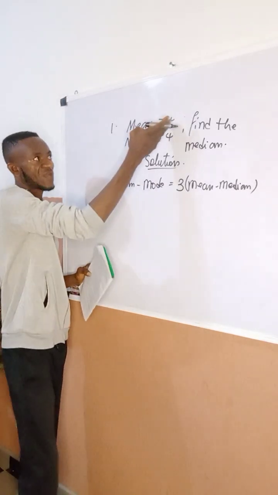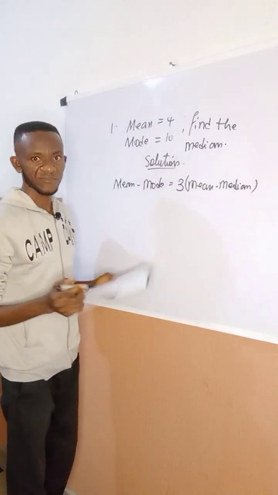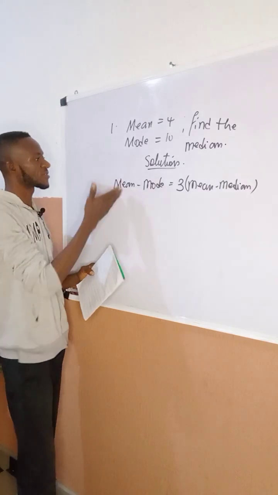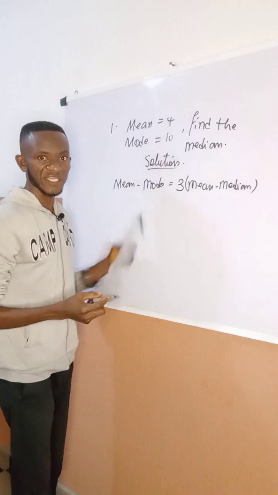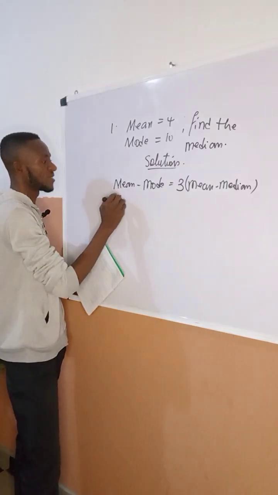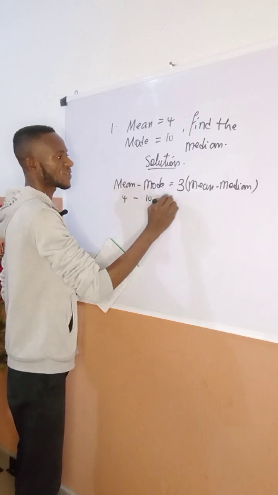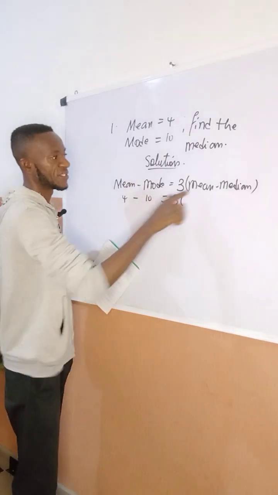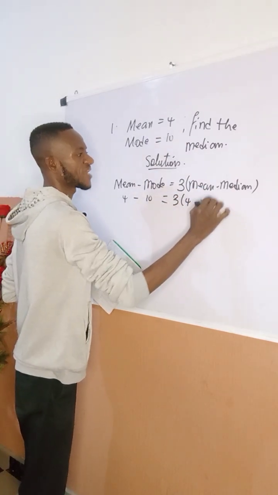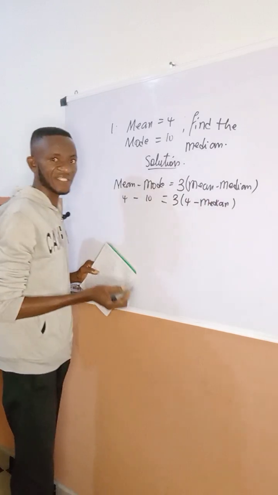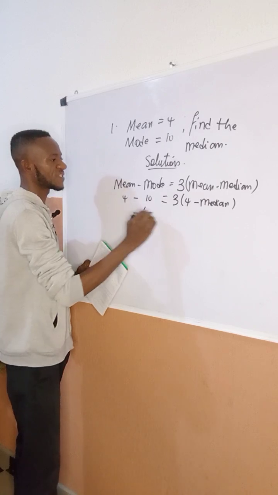And in the question, I have been given what? Mean to be 4 and mode to be 10. So in the place of mean, I'll put in the value of 4. In the place of mode, I'll put in the value of 10. And what I have becomes, in place of mean, 4 minus, in place of mode, 10 equals 3, I'll open a bracket. In place of mean, I'll write 4 minus. In place of median, I'll write median because the value of median isn't given. I'll come over here. 4 minus 10 is minus 6.